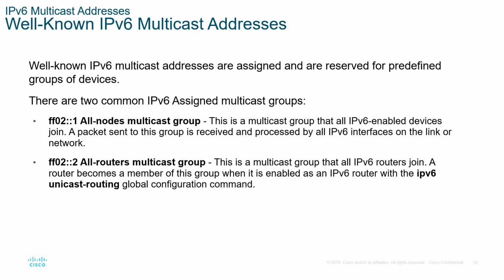IPv6 unicast-routing has to be run. It has to be typed in the global config prompt because it's off by default. It'll enable it. It shows you right here.